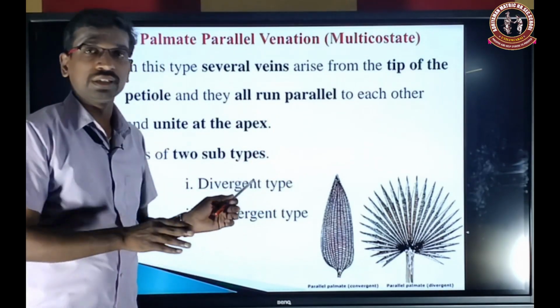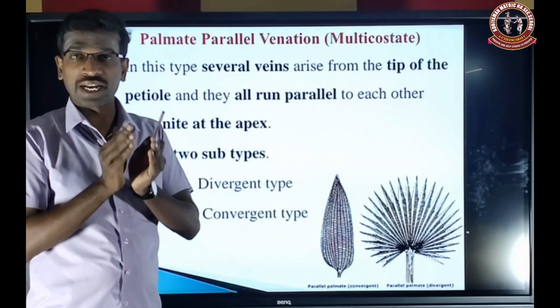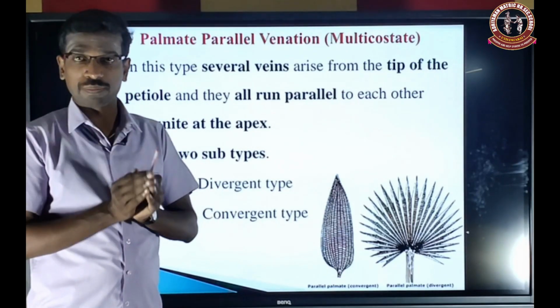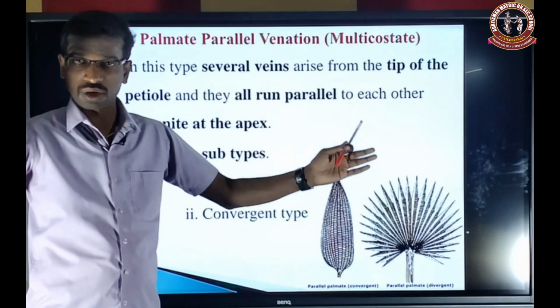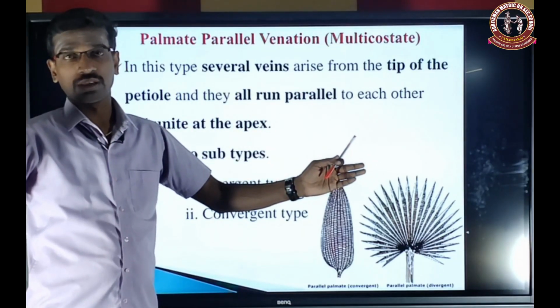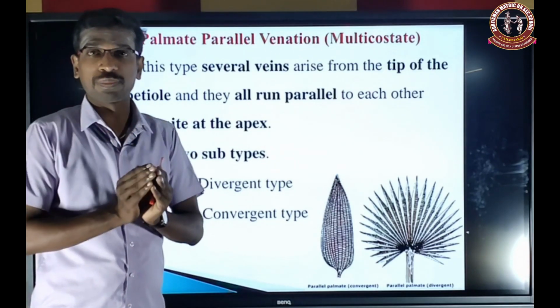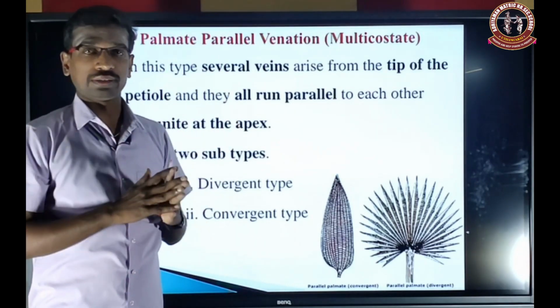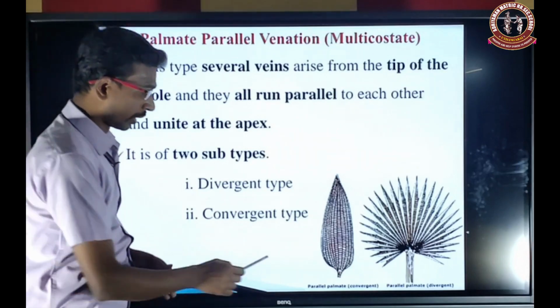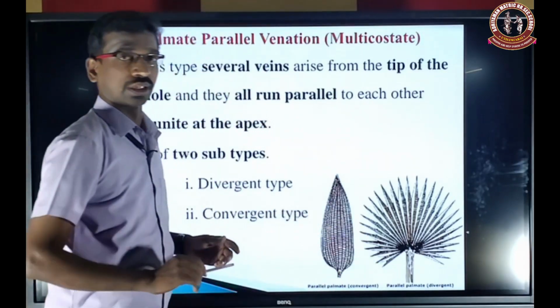Divergent means many veins arise from a common point and diverge from one another. And convergent means many veins arise from a common point and meet at one point. That is convergent, and that is divergent.